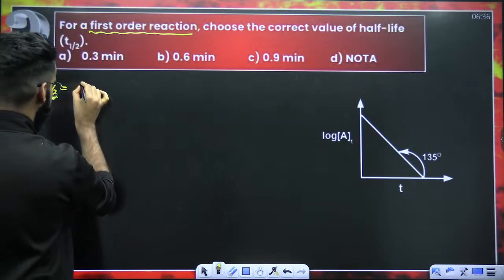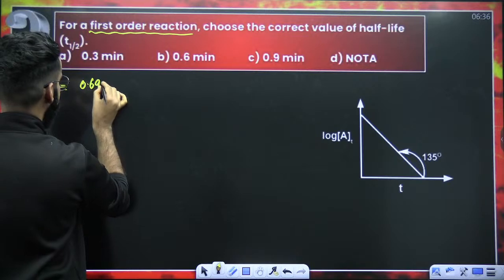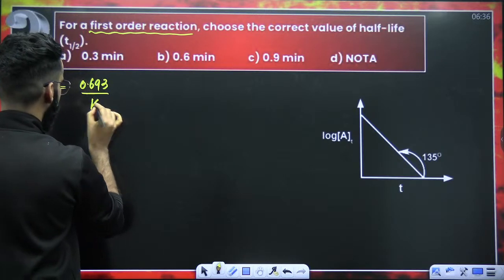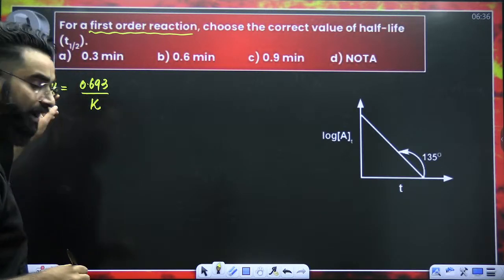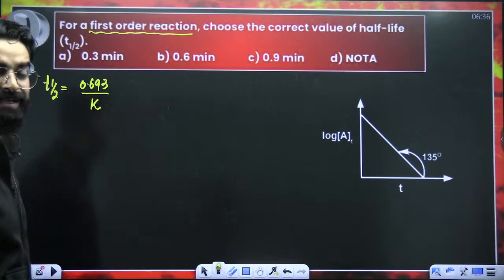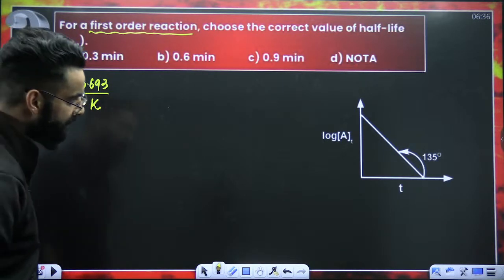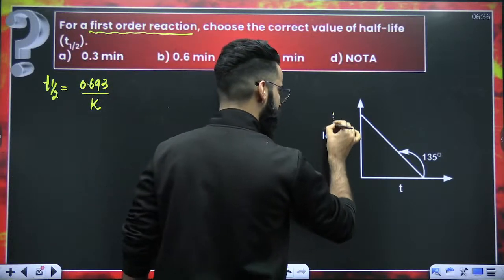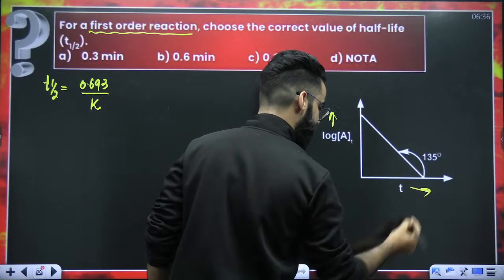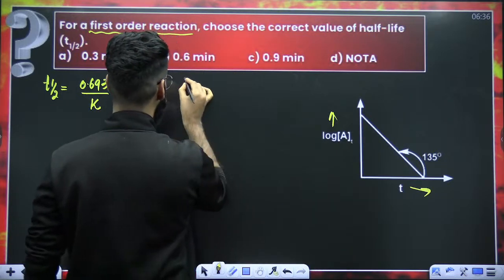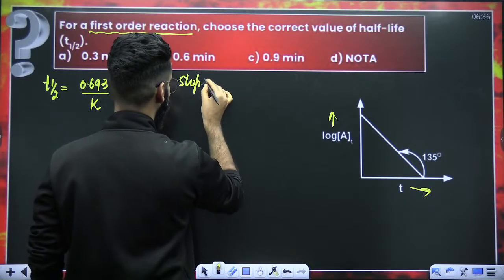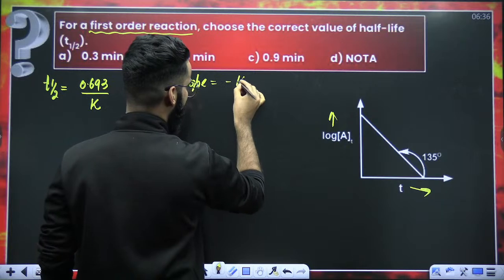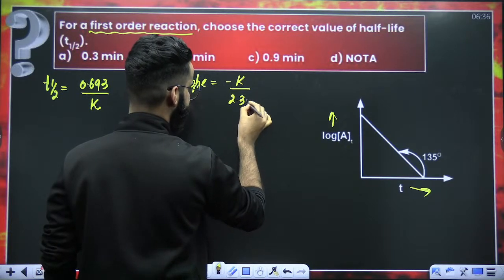Half-life of the first order reaction is 0.693 divided by K. So basically, in order to get the half-life of the reaction, what do I need? I need the rate constant. Where do I get the rate constant? From this particular graph. I'm given the graph log T versus T. And you know, for log T versus T, its slope, a few minutes back only I've told you, will be equal to minus K upon 2.303.